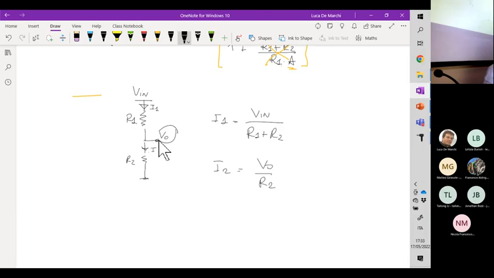But if this node is connected to a high impedance circuit, no current can flow in this branch, and I1 is equal to I2. Therefore, you can equate this term to this one, and what you get is that V out is equal to V in times R2 over R1 plus R2. Okay? This is the voltage divider concept.